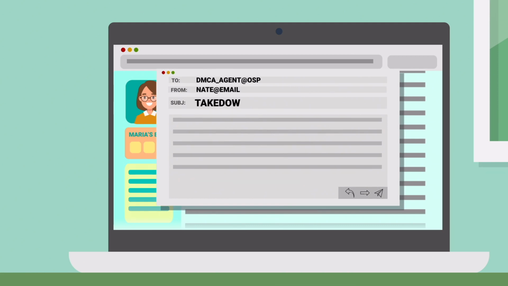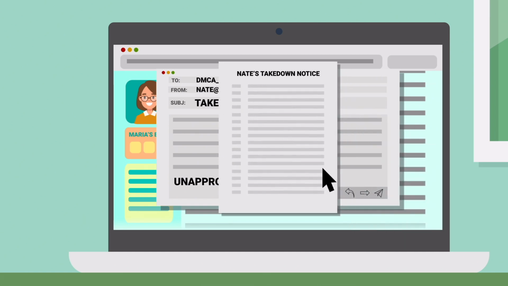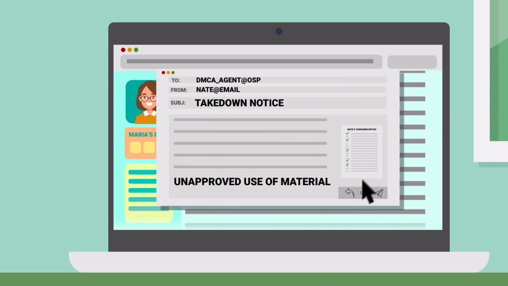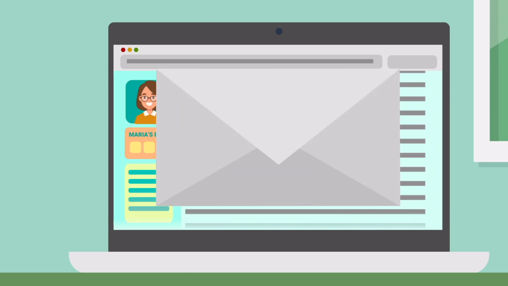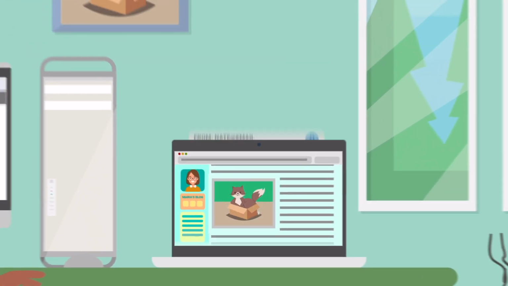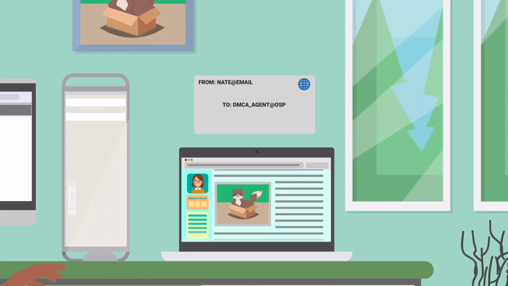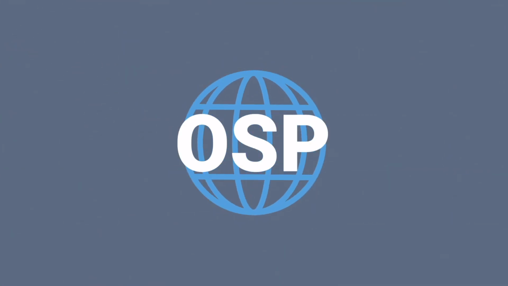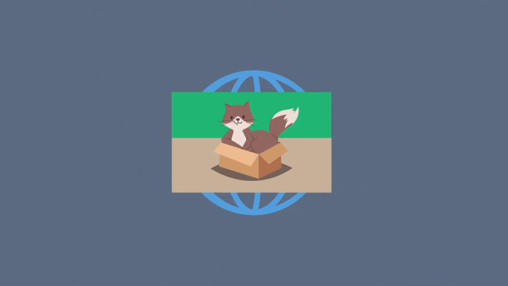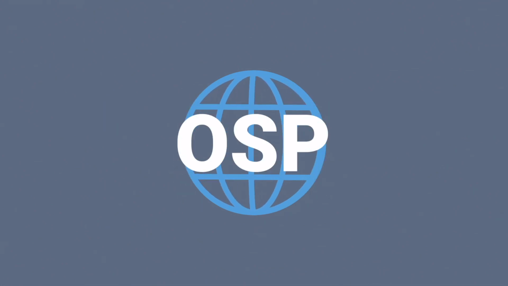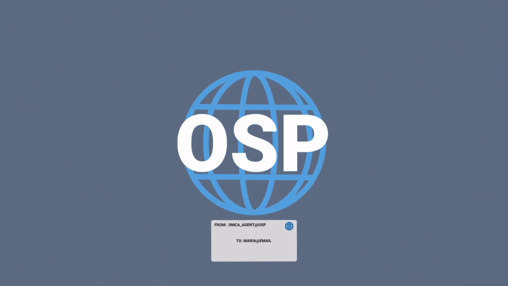One way Nate can protect his work is by sending a takedown notice to the online service provider, requesting it remove the photograph. Nate is not required to have registered his work with the Copyright Office, but he must submit a takedown notice that includes certain information specified in the Copyright Act. The office's website provides a sample takedown notice that Nate can use. Once Nate completes his notice, he emails it to the online service provider's DMCA agent, which he found in the office's DMCA designated agent database. When the online service provider receives the takedown notice, it acts quickly to remove or disable access to the photograph and informs Maria of the takedown notice.